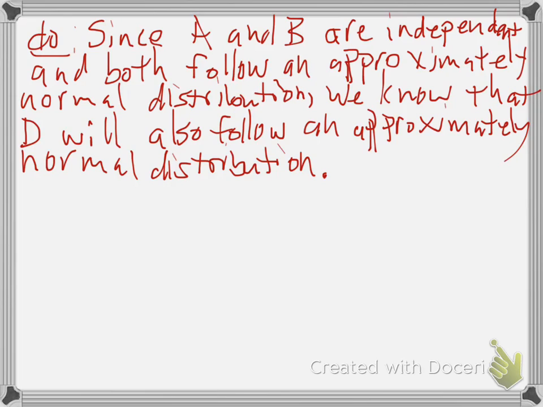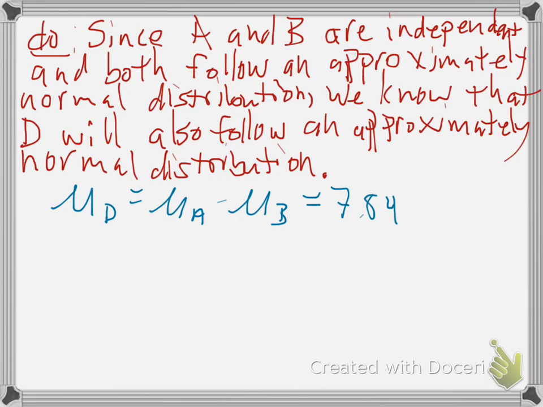So what is the mean of D? Well, we defined the mean of D, mu of D, to equal mu of A minus mu of B, and the mean of A was 7.84, and the mean of B was 7.46. So the mean is going to be 0.38.